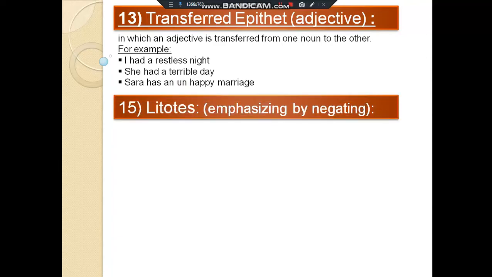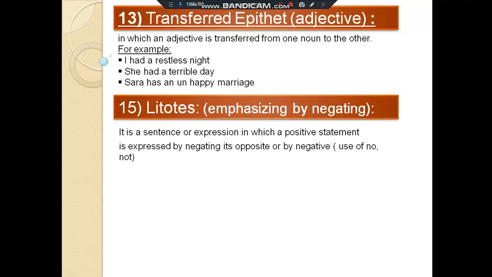Then the next is litotes. Litotes means that you emphasize something by negation, by using negative expressions, by using no. It is an expression in which a positive statement is expressed by negating its opposite. It means you would use no, but the meaning would be taken as positive. For example, when we say not bad, you are not saying that it is bad, your work is bad, your activity is bad, but it is taken positively. It means good or okay.